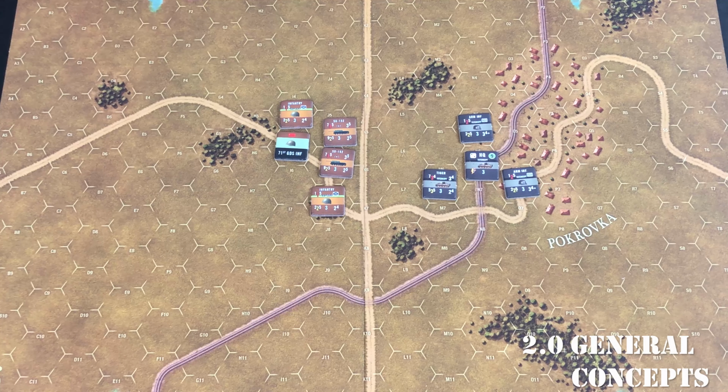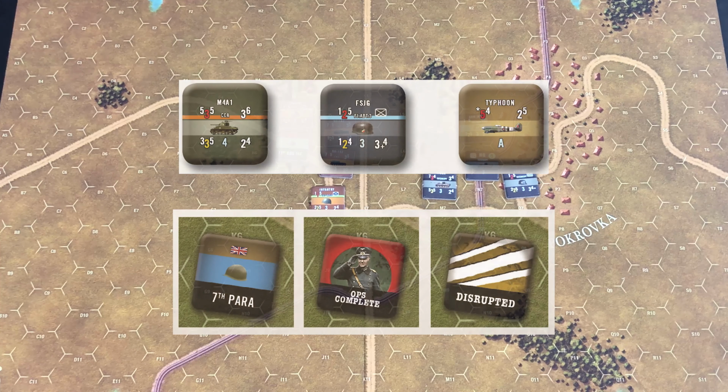Alright, in this video we're going to just cover some of the general concepts that you're going to find when you look into the Nations at War series, and especially what you're going to find when you're looking at the different types of counters, specifically units, and the admin counters that you find in the game.